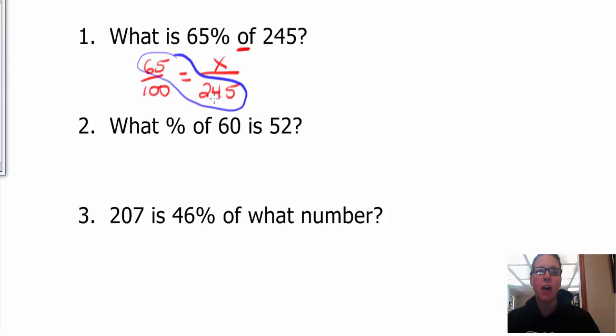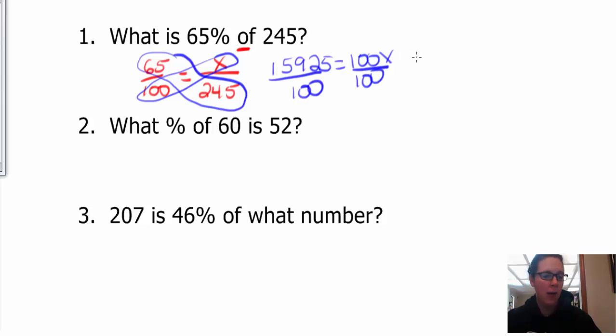So 245 times 65 is 15,925, and it equals 100x, and we know we're going to divide by 100. So x equals 159.25. You can just move your decimal over. Once you have it, you know you're going to divide by 100, you can just move your decimal over.